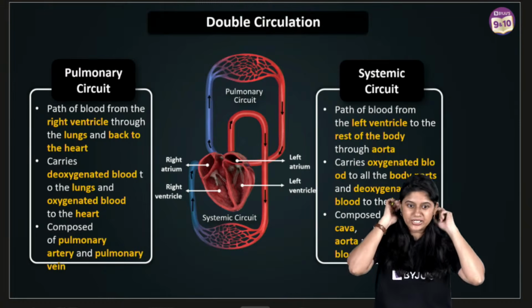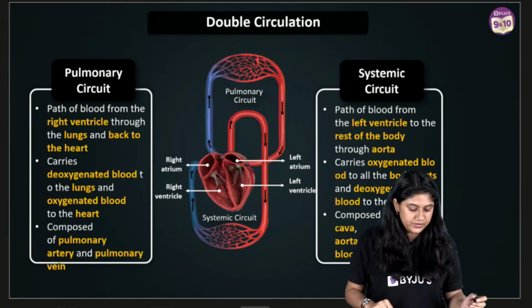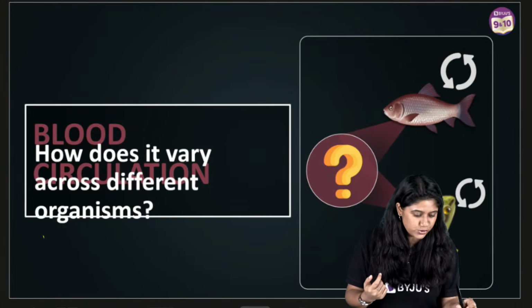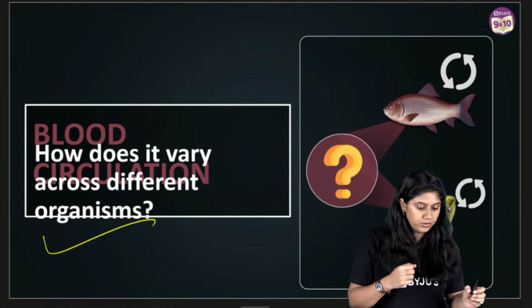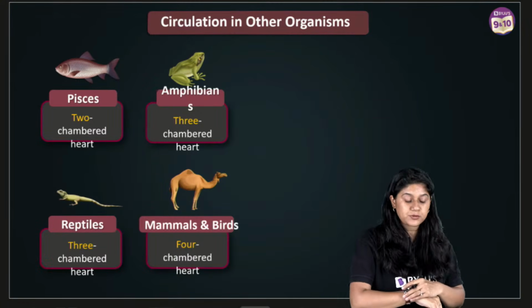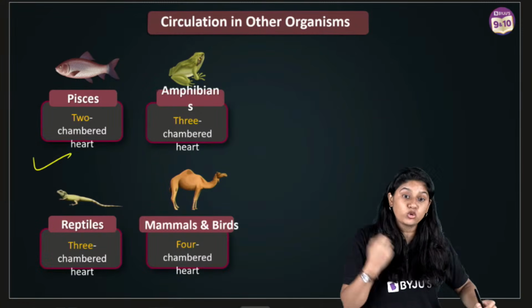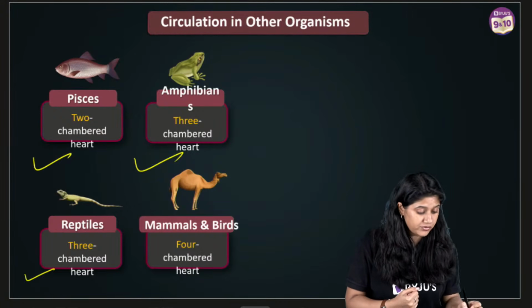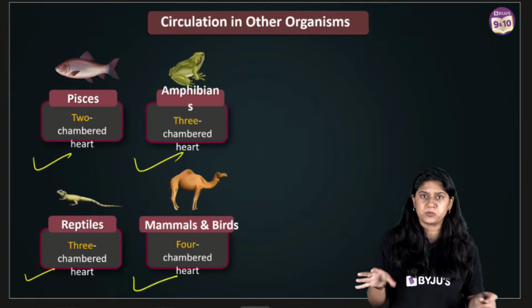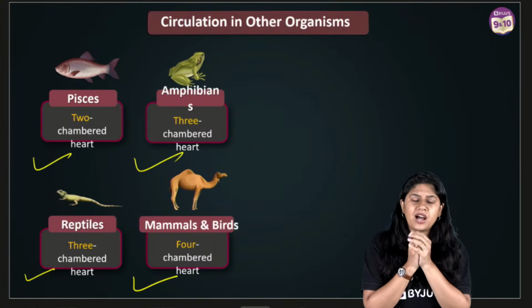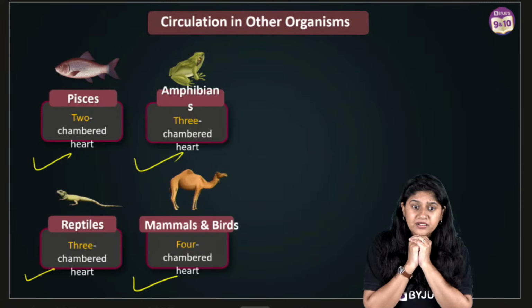Now that we are clear with this, everyone, we know that we are not the only ones. We have other organisms also. So let's discuss how the circulation varies in other types of organisms. In fishes we have a 2-chambered heart. In amphibians we have a 3-chambered heart. In reptiles we have a 3-chambered heart, and of course in mammals we have a 4-chambered heart. The question we usually ask ourselves is, in a 2-chambered heart, is mixing of blood happening?